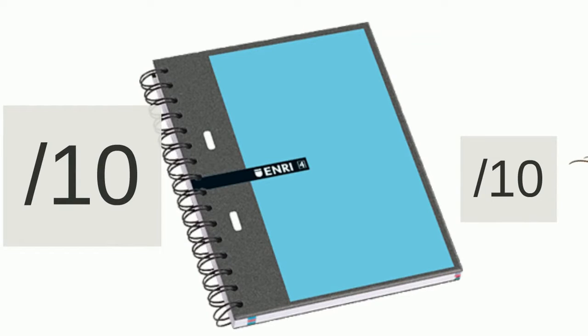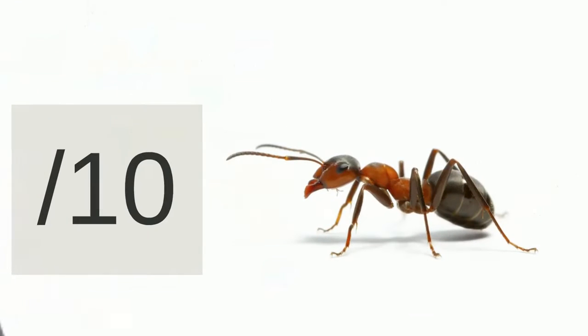Something 10 times smaller than a notebook could be, for example, an ant. Ants are 10 times smaller than a notebook. It means that I need 10 ants to make a notebook, and I need 10 notebooks to make a Salvador. So I'm going to need 100 ants making a line to make something as tall as me. Okay, we are becoming smaller, but we need to go even further.